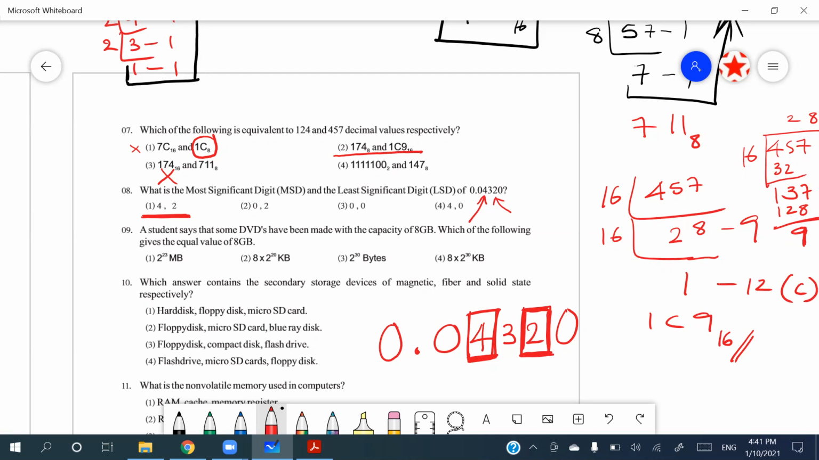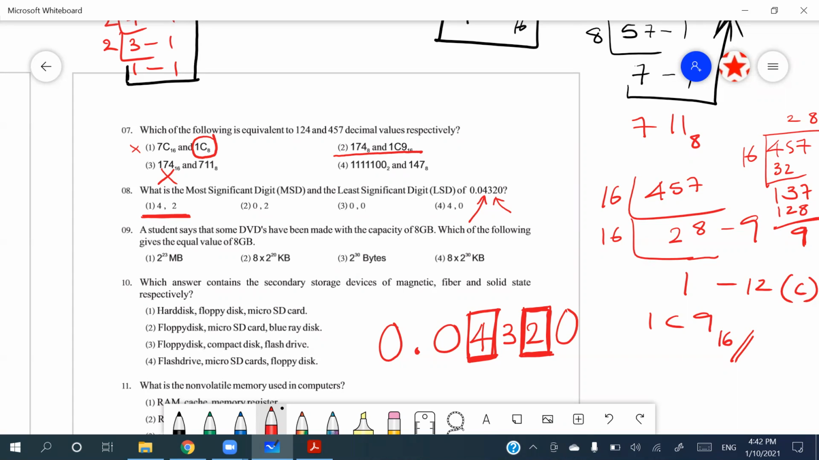In the ninth one, a student says that some DVD has been made with the capacity of 8 GB. Which of the following gives the equal value of 8 GB? When we have the value 8 GB, we have to consider how the conversions are going to happen. So it says 2 to the power 23 MB, 2 to the power 28 into 2 to the power 20 KB, 2 to the power 30 bytes, 2 to the power 30 kilobytes.